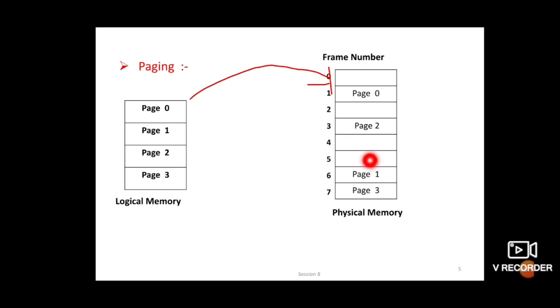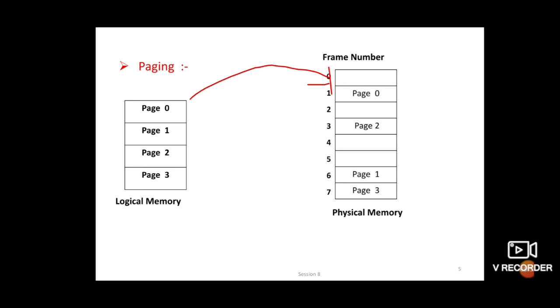One thing to remember, students: the page size and the frame size should both be the same. Always remember, page size and frame size should be the same, so that a page is accommodated in a frame accurately. Now see, this is the physical memory, which means the main memory.